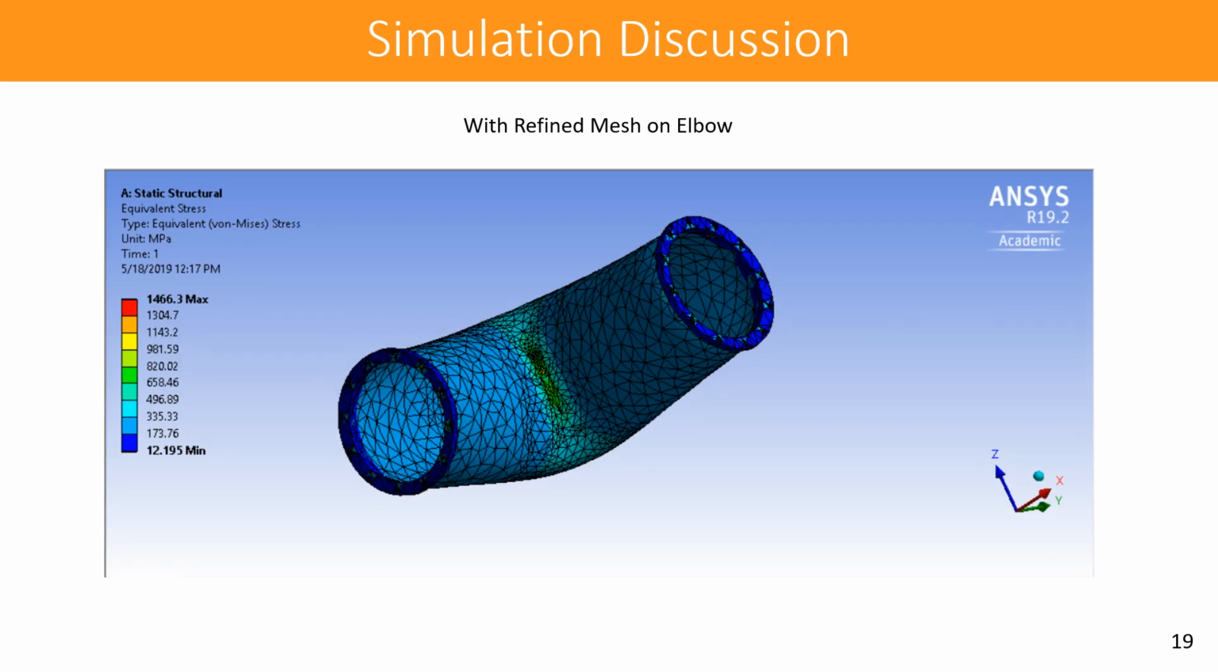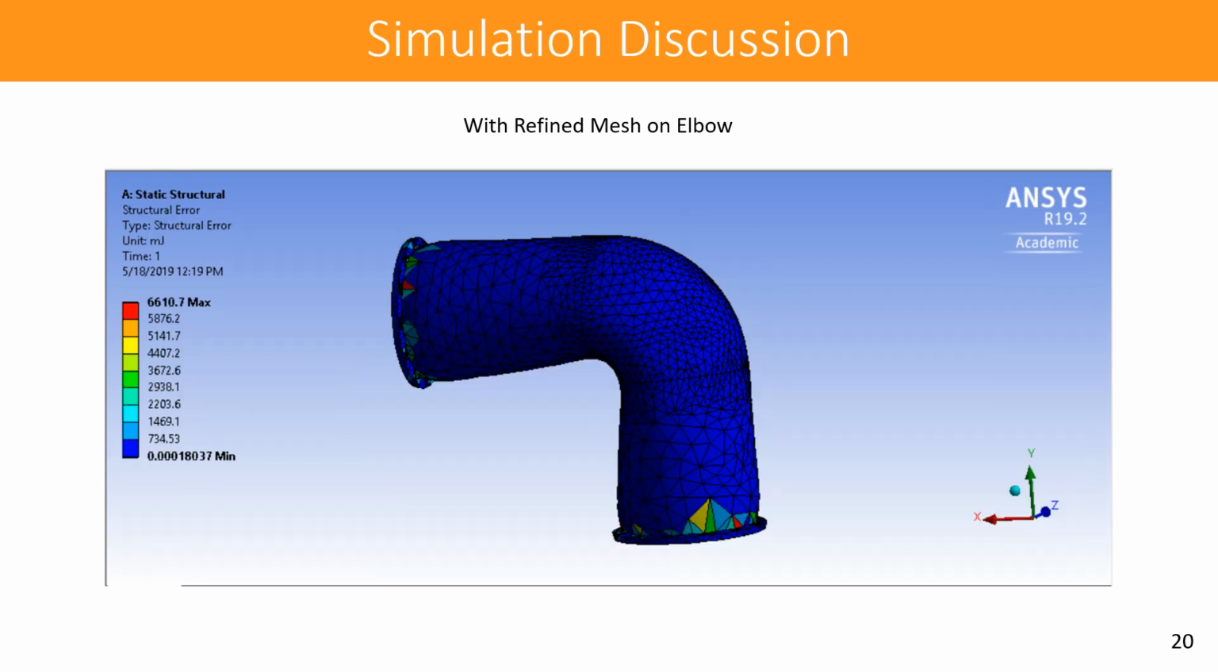Similarly, with the stress distribution for the refined mesh, the stress still accumulates in the bottom region of that elbow, where it reaches about 820 megapascals, which is well under the maximum allowed. And same story with the refined mesh's version of the structural error, where it's most likely to fail around the ports where the screw holes are attached rather than the elbow itself.